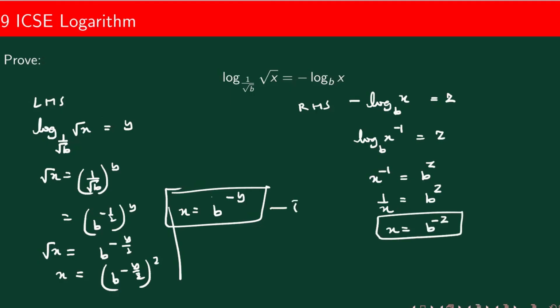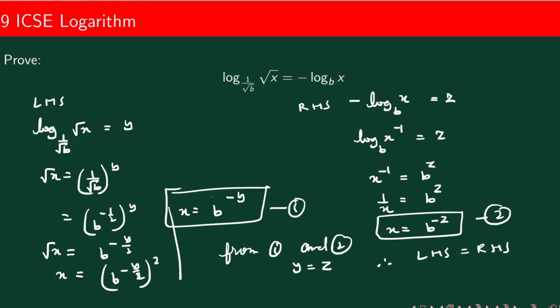So here you can see that this is 1, this is 2. So what can we say? From 1 and 2, the base b is equal, and the left hand side is equal to x, so the power needs to be the same. So that is y is equal to z. I've considered the left hand side as y and the right hand side as z, and therefore the left hand side is equal to the right hand side. That's proved. You can play it again, pause the video wherever you want to understand the step again.